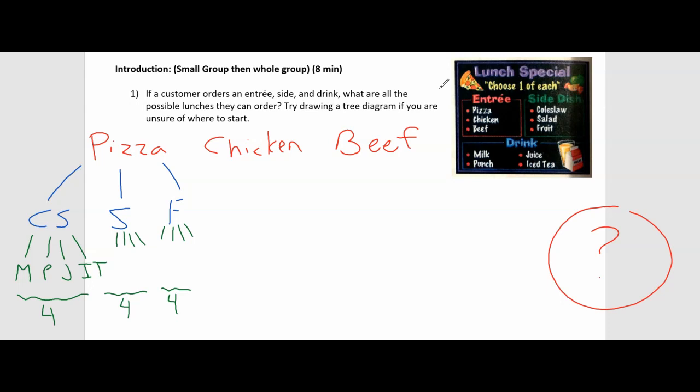And this is going to look very similar for chicken and beef, right? There's actually going to be a total of 12 for chicken and there's going to be a total of 12 for beef.